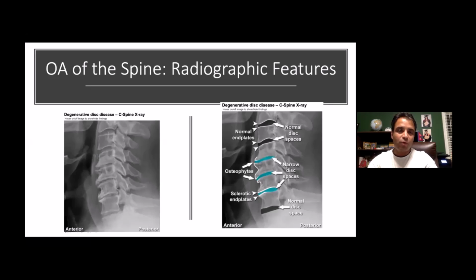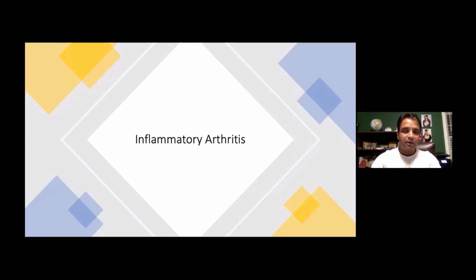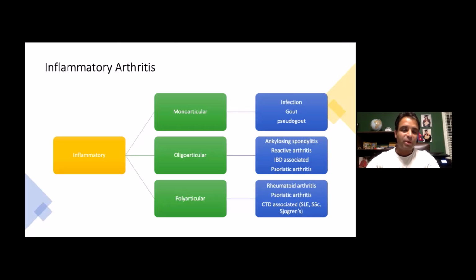Now, that is the overview of what we find in osteoarthritis and what are the typical radiological features. Now we'll switch our gear and talk about inflammatory arthritis, and some of the common forms of it. You remember this classification of inflammatory arthritis into 3 varieties, depending on how many joints are involved. And these are the common differential diagnoses based on the number of joints involved. So we'll go over individual disease conditions.